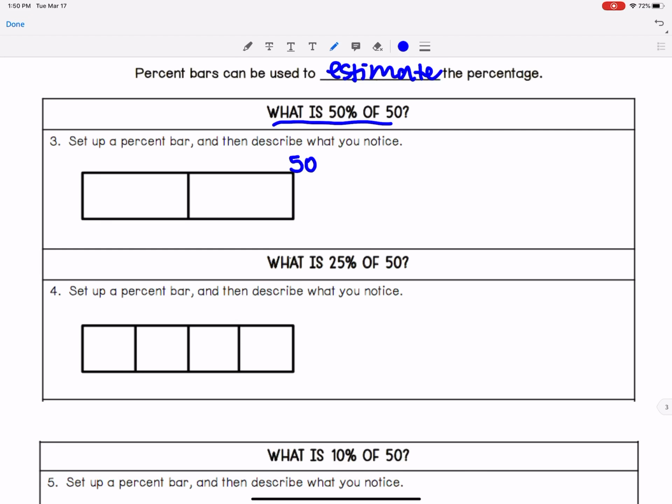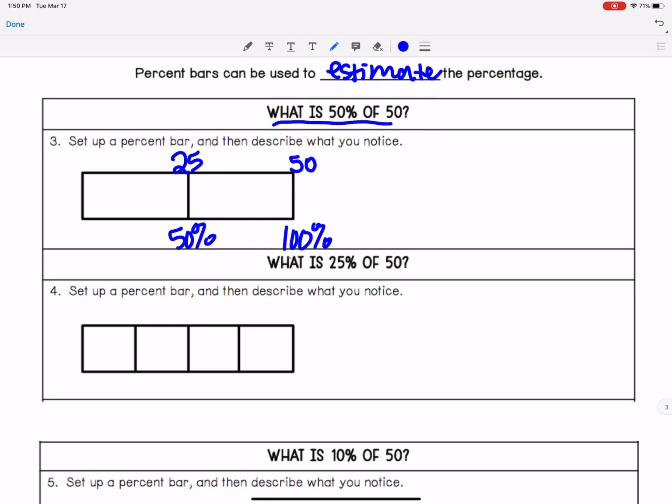I have 50 bottles of water. What is 50% of 50 bottles of water? If 50 bottles was 100%, what is just 50% of that? What's half? Well, 25 bottles of water. Now, here's one thing that you could do.